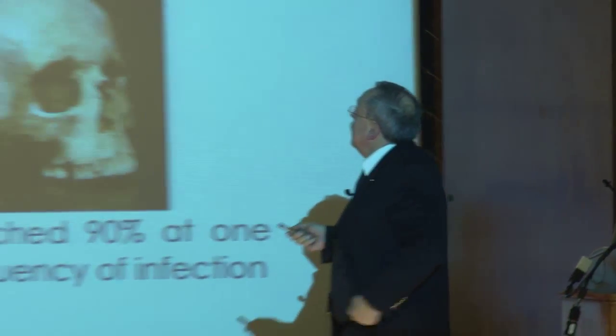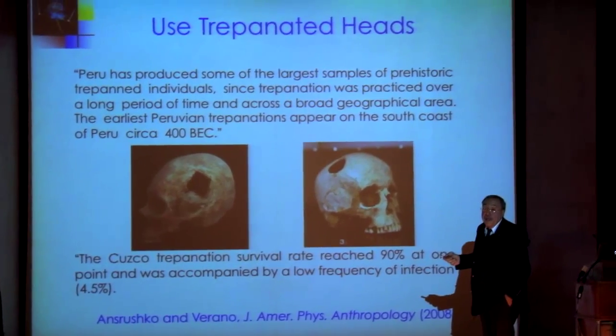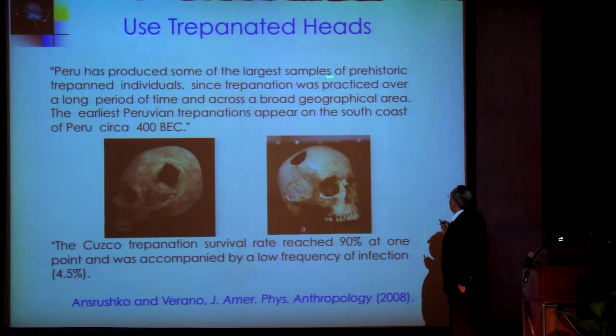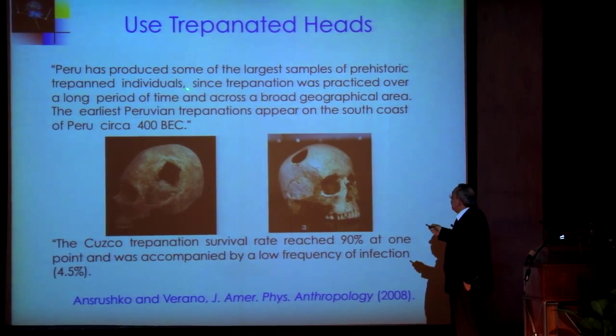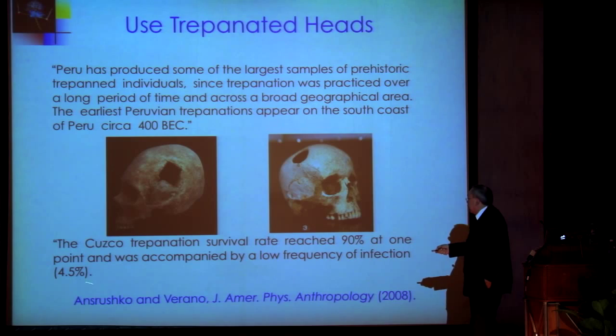well, in Peru, my country, in the museums, you see lots of these type of heads because the Incas had developed, it says here, Peru has produced some of the largest samples of prehistoric trepanated individuals. Since trepanation was practiced over a long period of time and across a broad geographic area, the Cusco trepanation survival rate reached 90% at one point and was accompanied by a low frequency of infection, 4.5%. This is from the Journal of American Physical Anthropology, 2008.